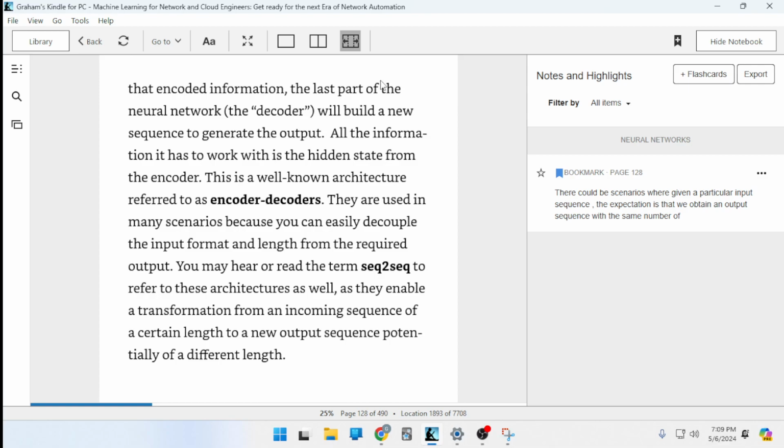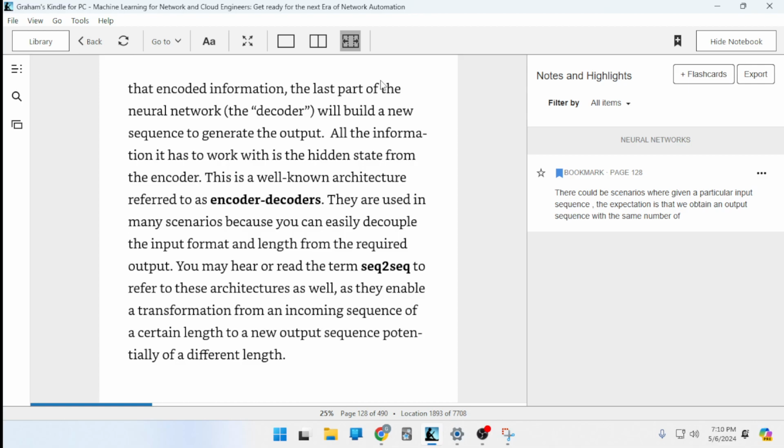Next, with that encoded information, the last part of the neural network, the decoder, will build a new sequence to generate the output. All the information it has to work with is the hidden state from the encoder. This is a well-known architecture referred to as encoder-decoders. They are used in many scenarios because you can easily decouple the input format and length from the required output.